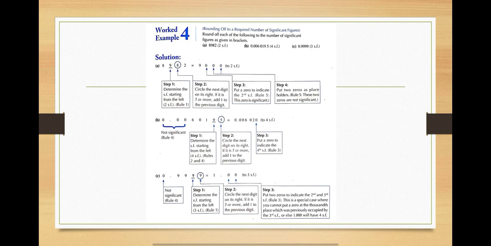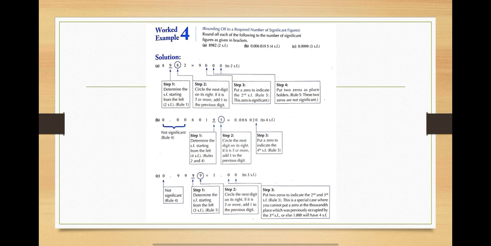So 8,982, they want you to round to 2SF, right? So step one, determine the SF, starting from the left. Because they only ask for 2SF, you have to look at the second digit. Because you already know if you round to the nearest hundred, the last two numbers will be 0, 0, right? They will be insignificant. So the first two numbers will be significant, and it will leave you with two significant figures.